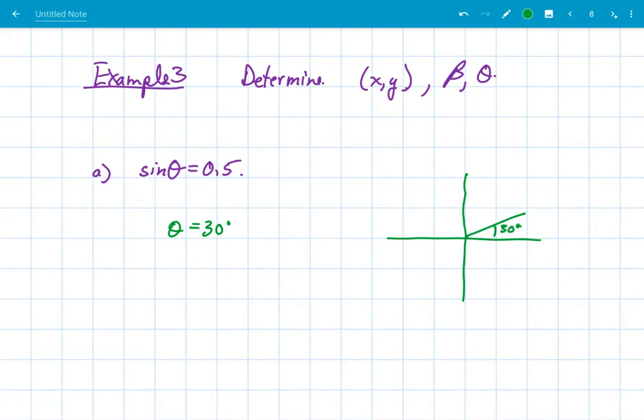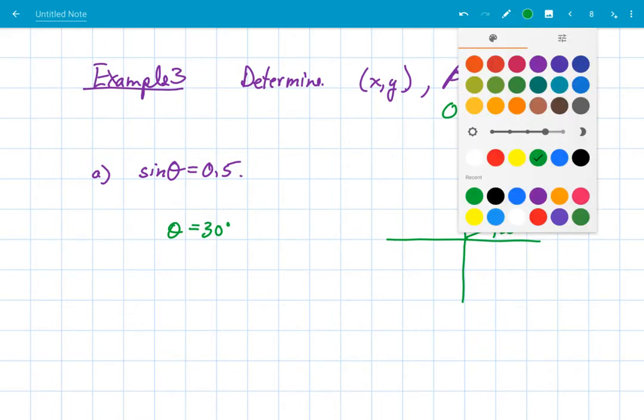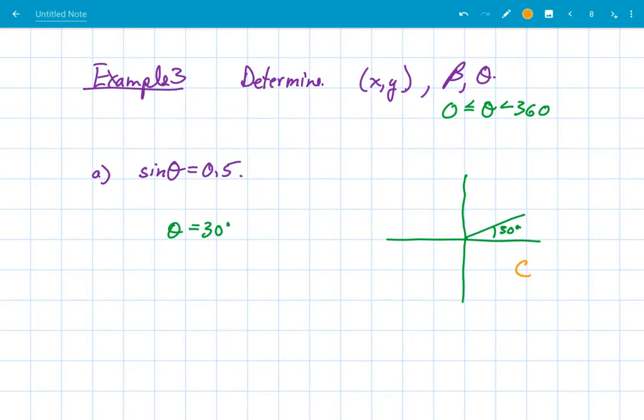That's all great. But how do you know that's the only angle? Well, usually they say theta has to be a principal angle. So that means 0 to 360. Is that my only option? Well, remember the cast rule. Cosine's positive in the fourth quadrant. All three trig ratios are positive in the first quadrant. Sine is positive in the second quadrant, and tan is positive in the third quadrant. Sine theta is positive 0.5, and my calculator gave me 30 degrees. That's in the first quadrant.